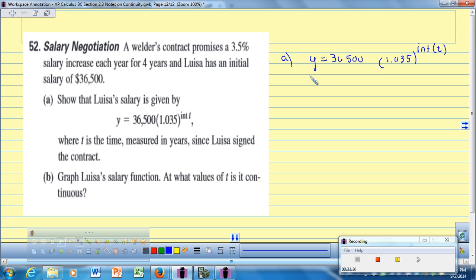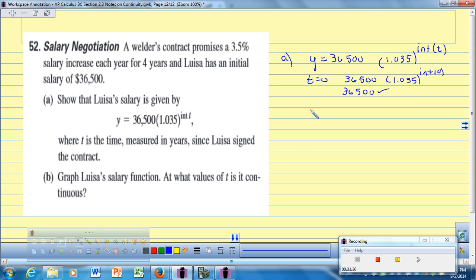So if we check at t equals 0, we get 36,500 times 1.035 to the greatest integer that is less than or equal to 0, which is 0. So we have 1.035 to the 0, which is 1. So we get 36,500. So that makes sense.